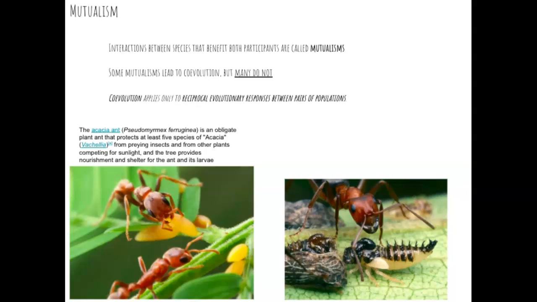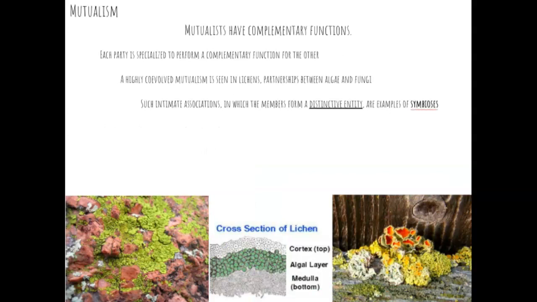And in return, when the tree hopper eats something, it will secrete extra nutrients out of its back end, and the ant will eat those nutrients as a way to get excess sugars and things from it. So they have a mutually beneficial relationship between the ant and the tree hopper. So when we're talking about species that are involved in a mutualism, they usually have complementary functions. So each party is specialized to perform a complementary function for the other one.